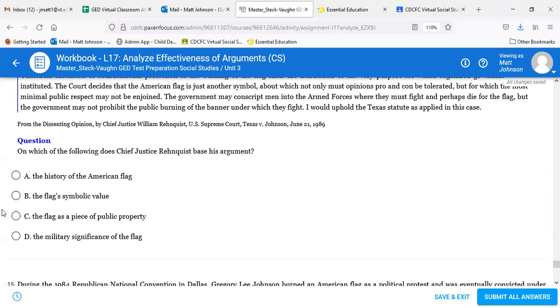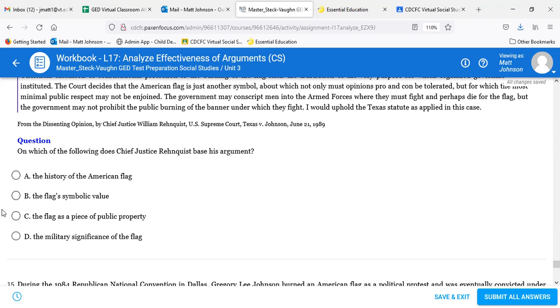On which of the following does Chief Justice Rehnquist base his argument? A, the history of the American flag. B, the flag's symbolic value. C, the flag as a piece of public property. And D, the military significance of the flag.